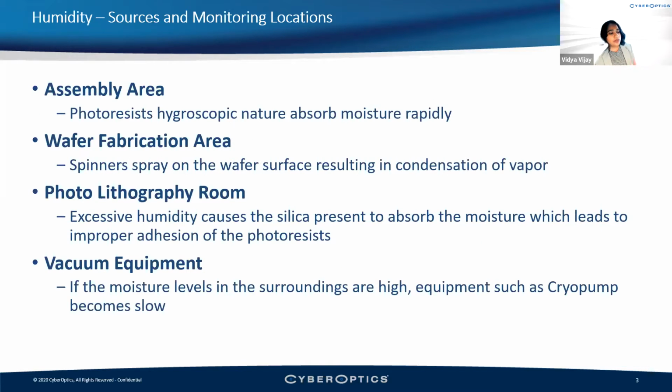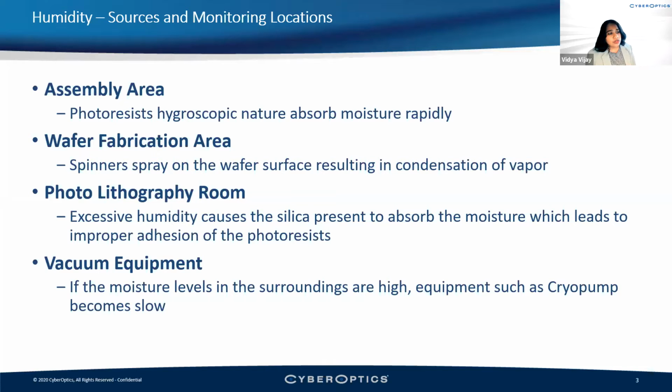We are talking about clean environments, clean room fab areas, and controlled humidity areas. But there are still sources of humidity, and let us look at that. In photoresist in mask shops, the photoresist can absorb water vapor so rapidly. Their hygroscopic nature means it can absorb anything that comes in contact. In wafer fabrication areas where there are spinners that spray on the wafer surface, that can result in water vapor across the entire surface of the wafer.